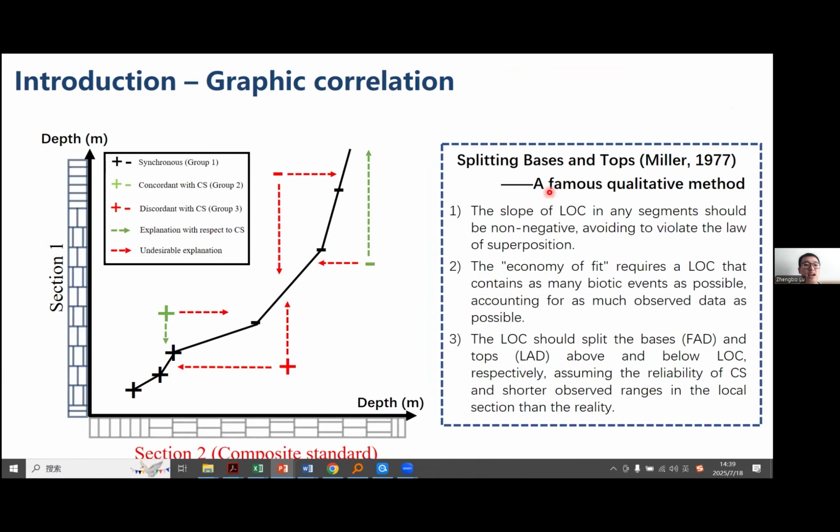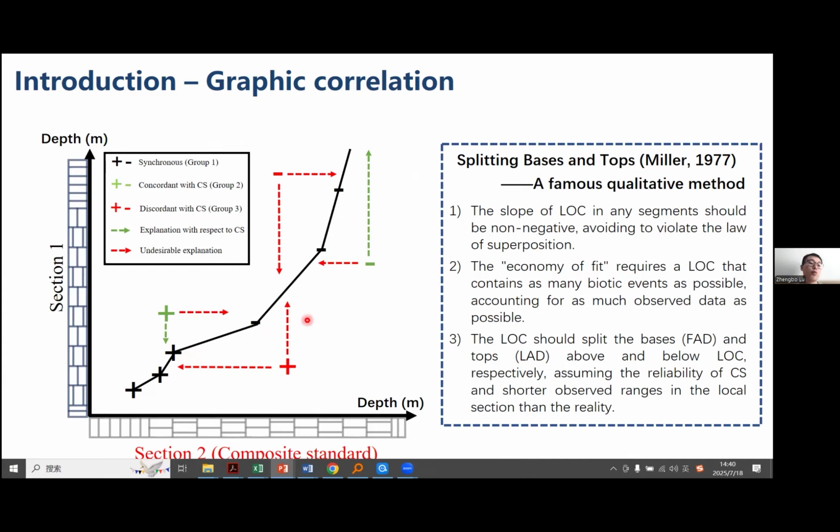Although we know that graphic correlation is extremely powerful, it is still challenging to determine the line of correlation. In the early days, people may prefer to draw the line of correlation in a qualitative way, like the splitting bases and tops put forward by Miller in 1977, where there are 3 rules. First, people are allowed to draw the line of correlation with the slope in any segment to be non-negative. Otherwise, it would violate the law of superposition. And also, the economy of fit requires the LOC to contain as many biotic events as possible, so it can account for as much observed data as possible.